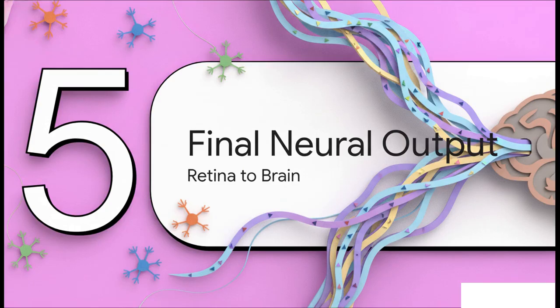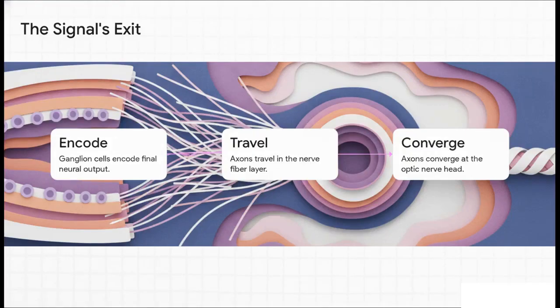And finally, we arrive at Section 5, the final neural output. Let's trace this signal from the retina straight to the brain. Leaving the inner plexiform layer, all of this beautifully refined, heavily edited data is handed off to the ganglion cells. These are the cells that encode the absolute final neural output. Their incredibly long axons travel through the nerve fiber layer all across the retina, eventually converging, literally gathering together, at a single exit point, the optic nerve head. From there, they bundle up to form the optic nerve, transmitting all that computed data out of the eye and over much greater distances to the central visual pathway.